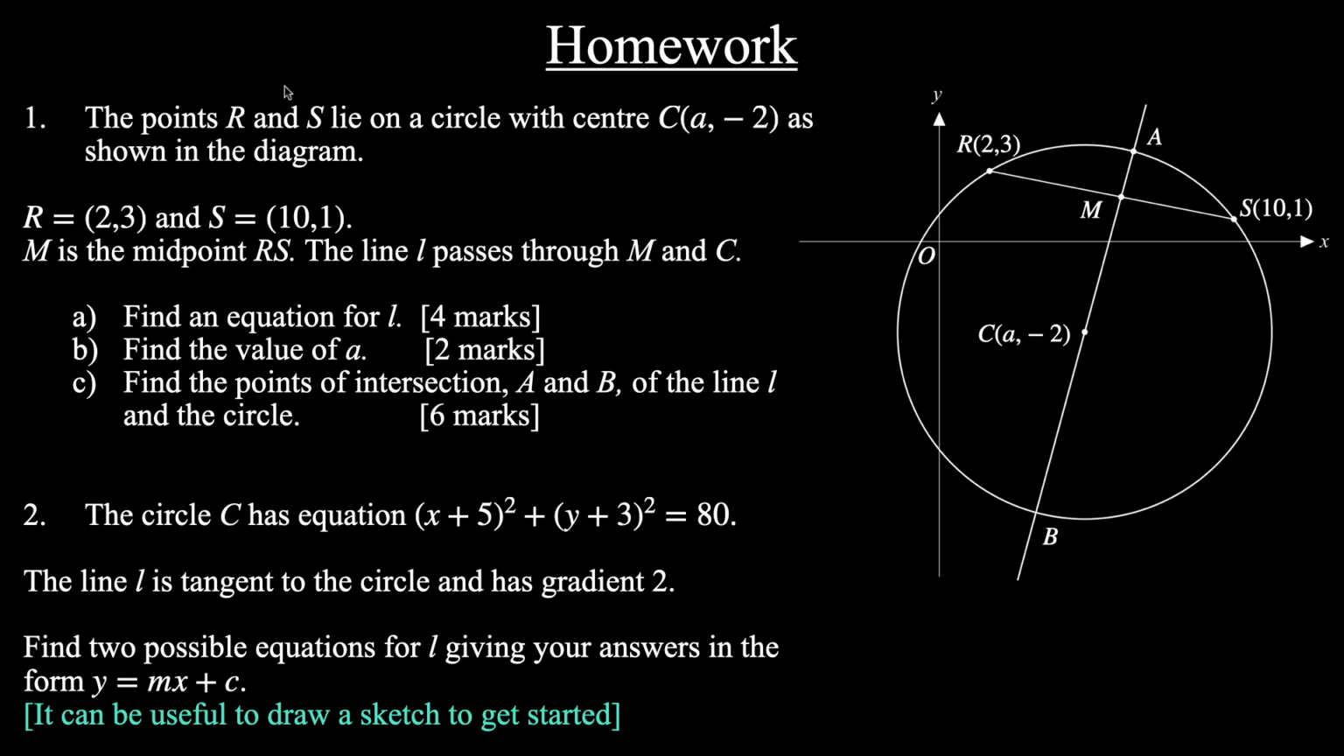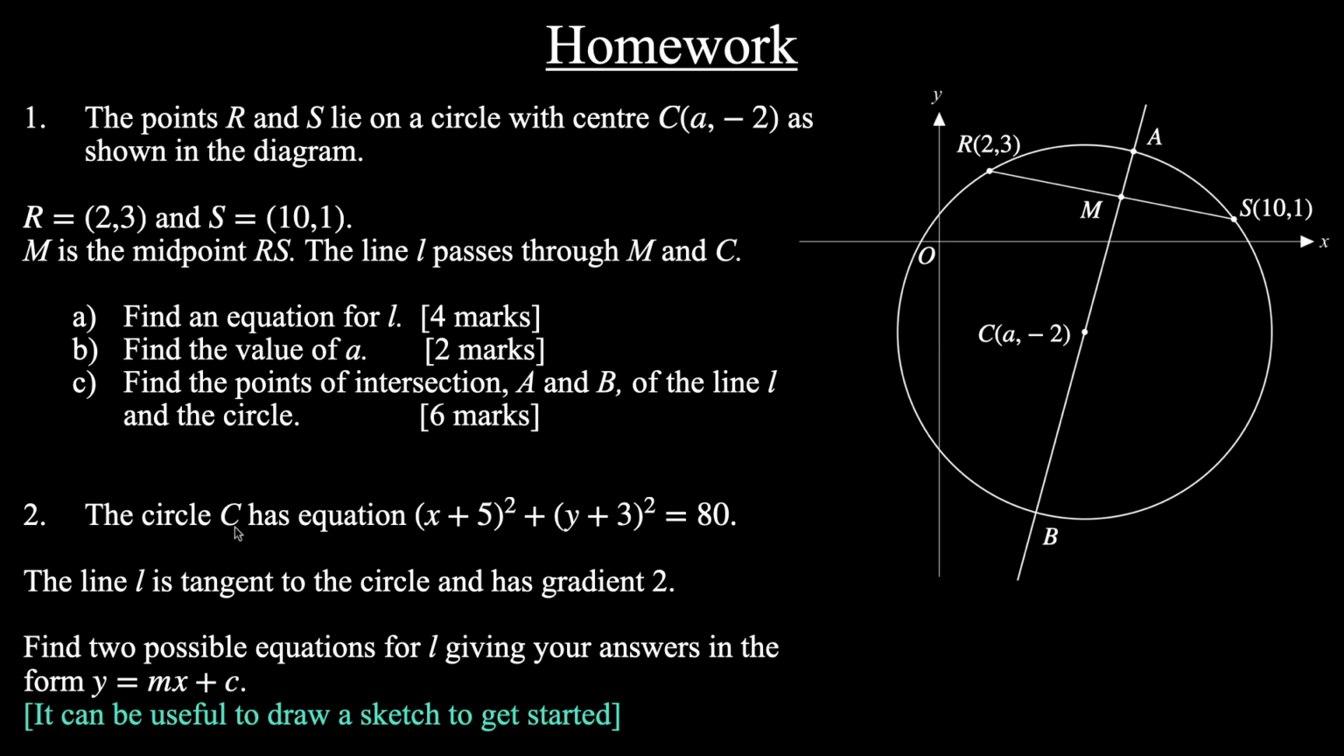Question 1 says the points R and S lie on a circle with center A, negative 2, as shown in the diagram. R equals 2, 3, and S equals 10, 1. M is the midpoint of RS. The line L passes through M and C. Part A says find an equation for L. Part B says find the value of A, and Part C says find the points of intersection A and B for the line L and the circle. So notice that last part is worth 6 marks. That's because there's a fair amount of work in order to solve that and find the points A and B.